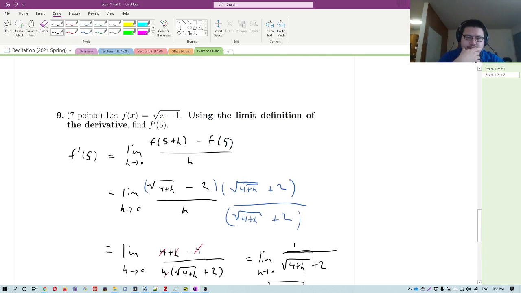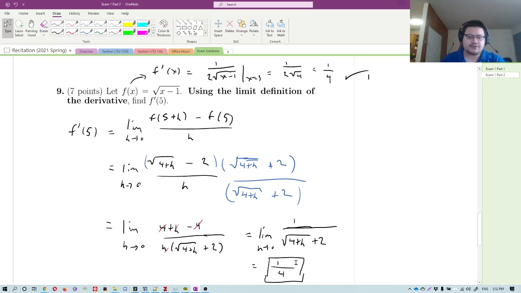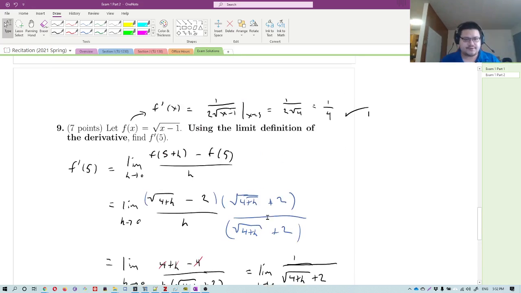And I suppose we can also verify this since we now know about the derivative properties. So let's verify that we got the right answer. If I take the derivative in the abstract, just f prime of x, I will have 1 over 2 radical x minus 1. And then if I plug in x equals 5, I'm going to get 1 over 2 square root of 4, which is indeed 1 over 4. So we verified that the algebraic calculation is correct. Okay, and that seems to be part 2.